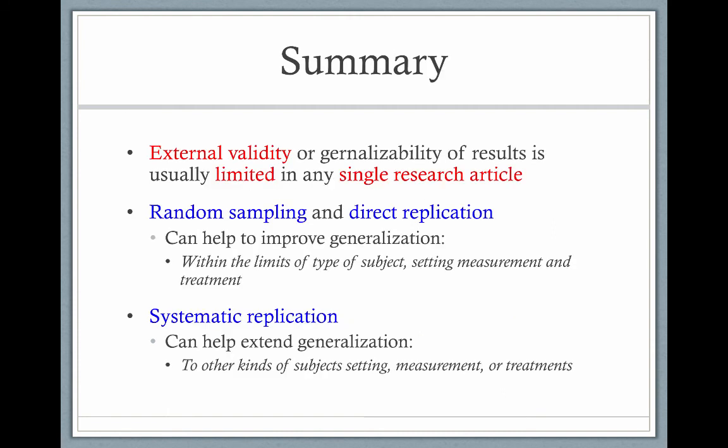In summary, external validity or generalizability of results is usually limited in any single research study. Random sampling or direct replication helps improve generalization within the limits of certain types of subjects and settings. And systematic replication, that would be my example of going from a college age group to a group in their 30s, doing the exact same study but on a different population or a different setting or a different measurement. That's not direct replication. I was ahead of myself. Direct replication is what got Amy Cuddy in trouble with that power pose study.